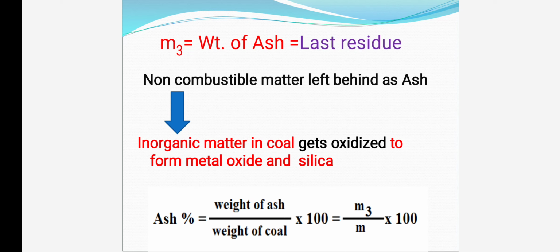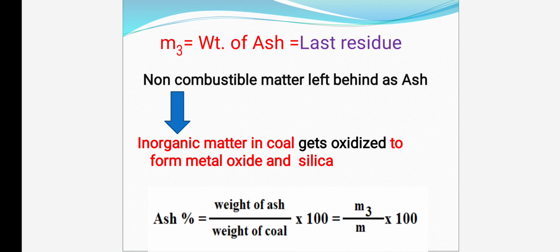And organic matter is the carbon, and carbon is the actual component responsible for the production of heat. So the main burning component of any fuel is carbon, remember, and carbon is organic matter. So non-combustible matter is inorganic matter that will not burn, it is left behind as ash. And what is present in ash? Ash also has a chemical composition: silica and metal oxides.